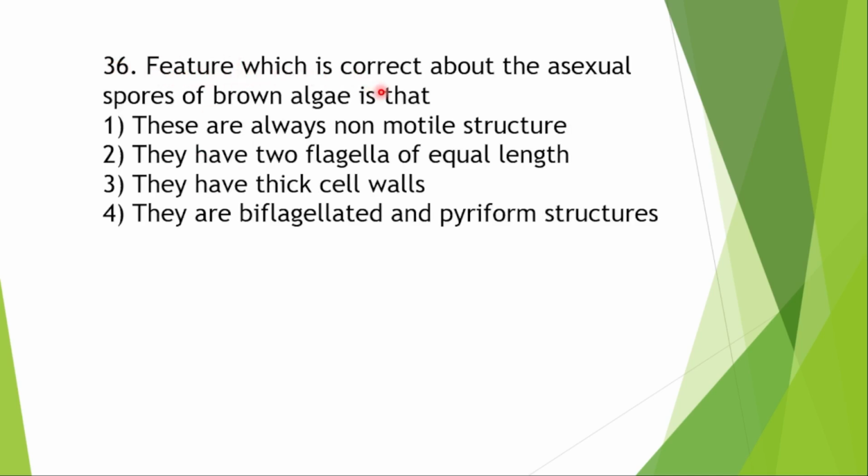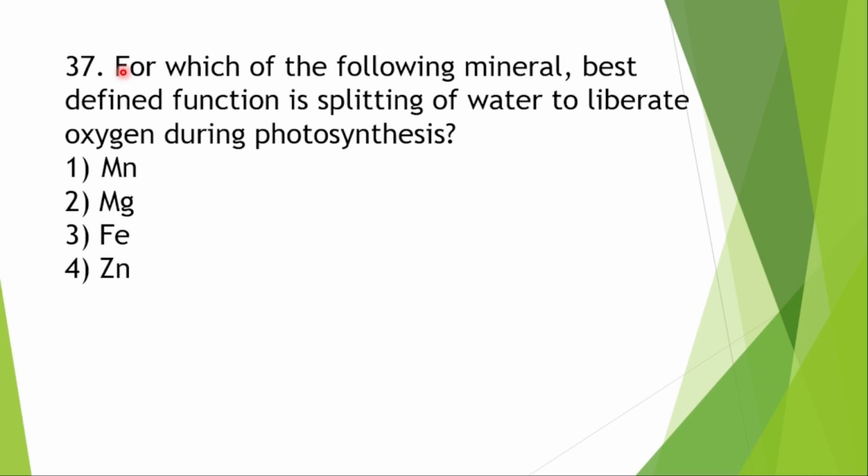36. The feature which is correct about the asexual spores of the brown algae is that: these are always non-motile structures. They have two flagella of equal length. They have thick cell wall. They are biflagellated and pyriform structures. Right option is fourth one. 37. For which of the following minerals is the best defined function splitting of water to liberate oxygen during the photosynthesis?